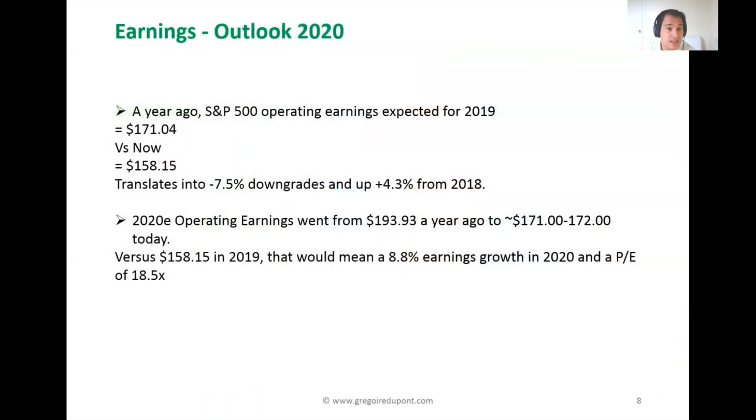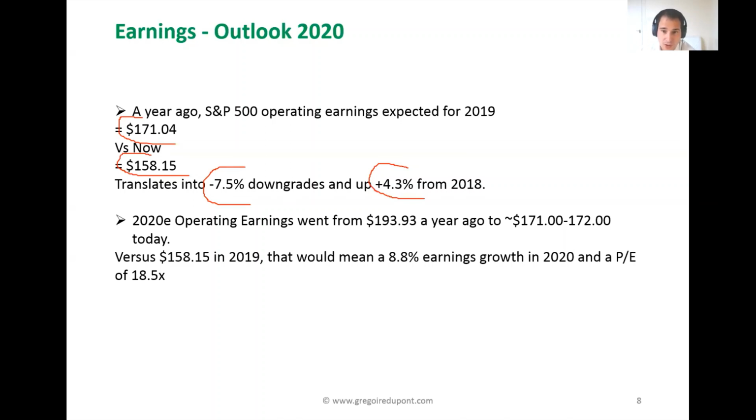So let's look at the earnings outlook for 2020. Why? Because to look at the S&P 500 targets, you need to look at the earnings expectations. That is something I always do during the first session of my mentoring. If we look, for instance, at a year ago, the S&P 500 operating earnings expected for 2019 were standing at 171, versus now they are roughly at 158. That translates into a downgrade of roughly 7.5% from January 2019 to January 2020, and that tells you that earnings in 2019 are only up 4.3%.